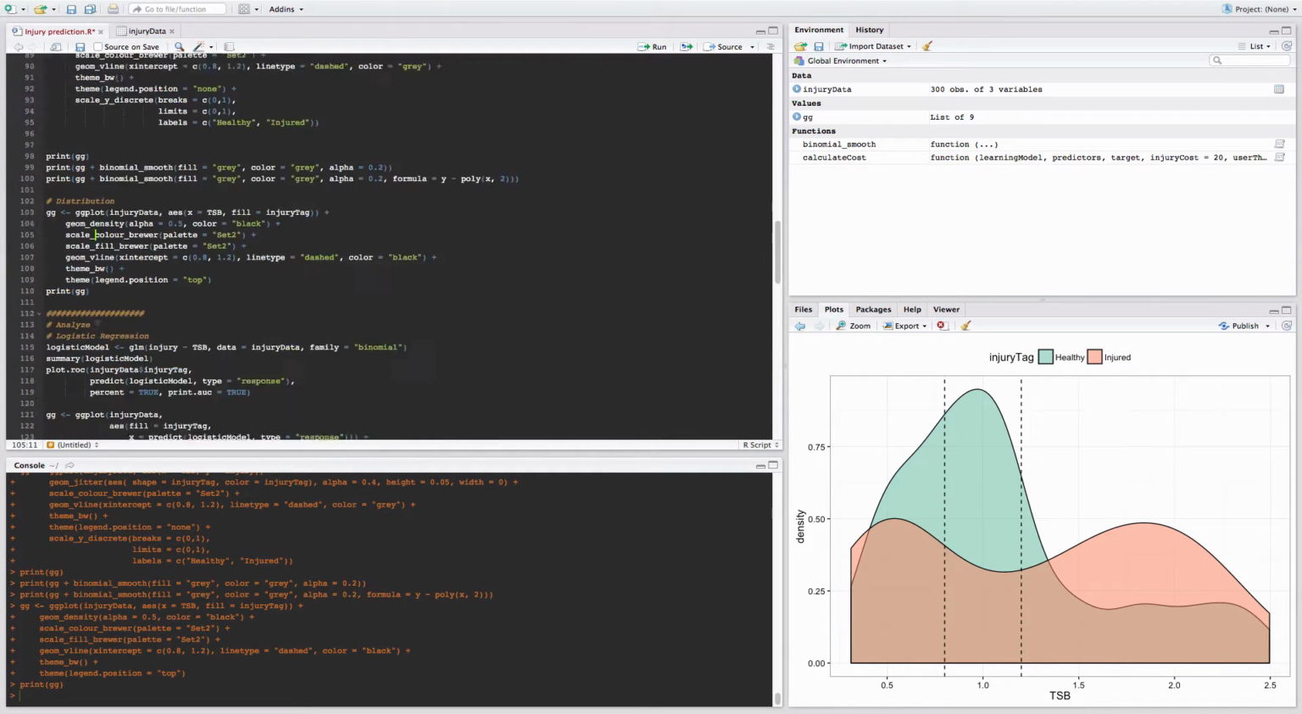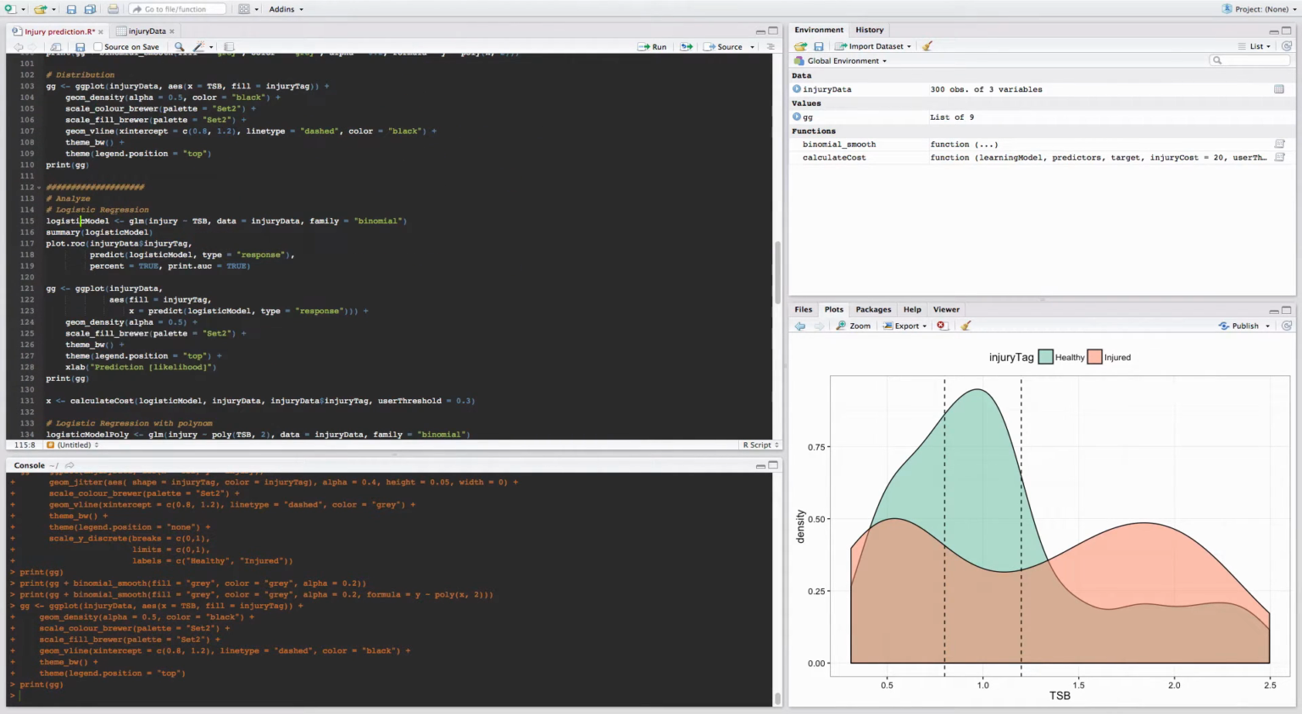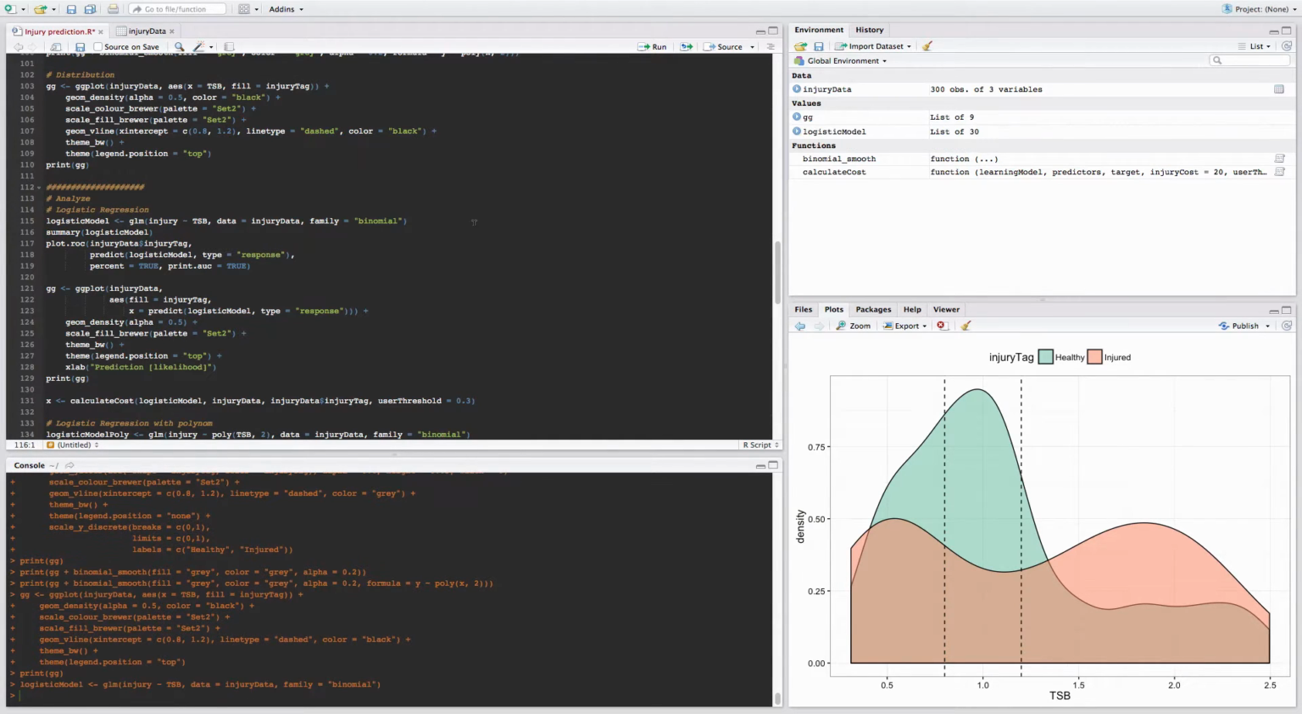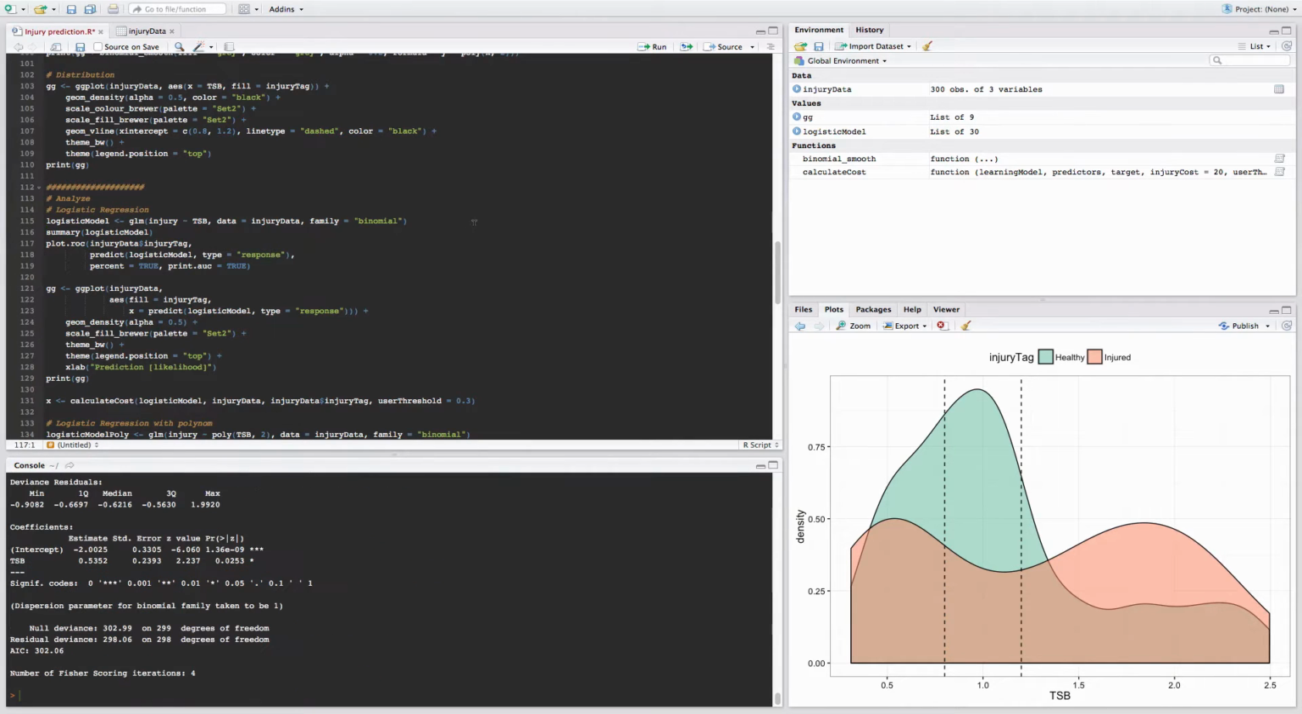So the first thing we're going to do is use a normal logistic model. So we're going to use training stress balance to predict injuries. And as I said, injury is a class, so in this particular case it's 0 and 1. So we are using binomial distribution and logistic regression. So we're going to build a model. And I'm going to show you the summary.